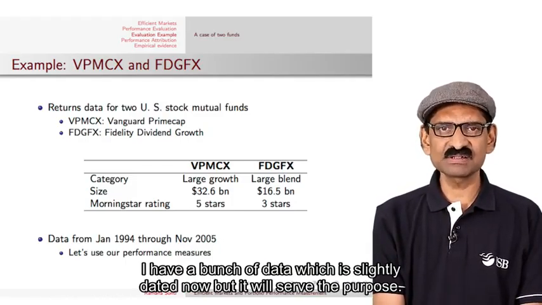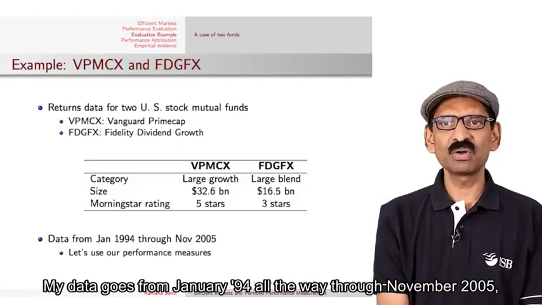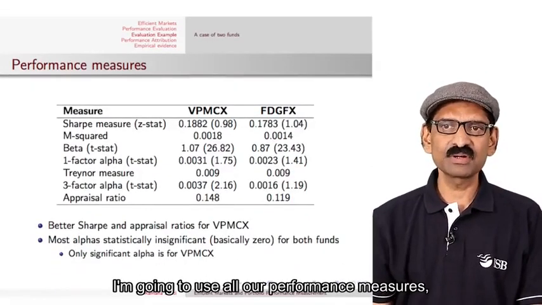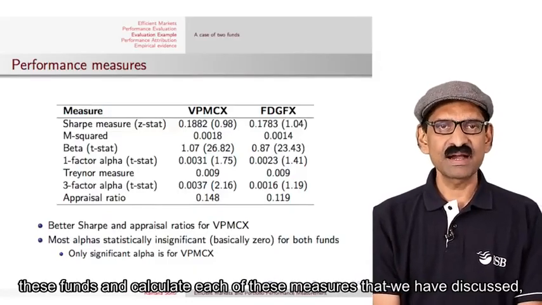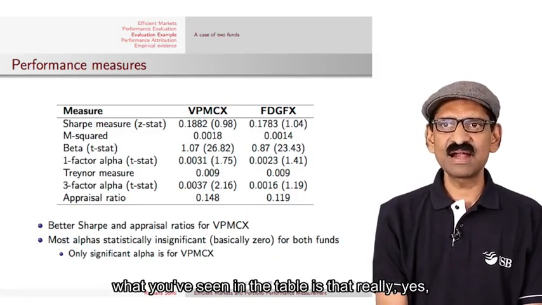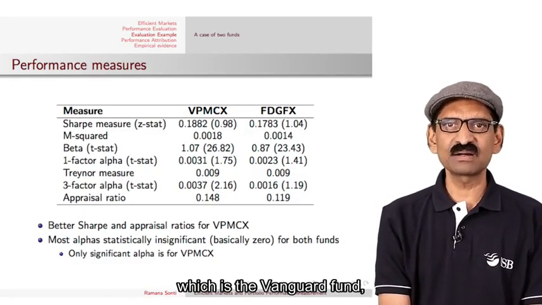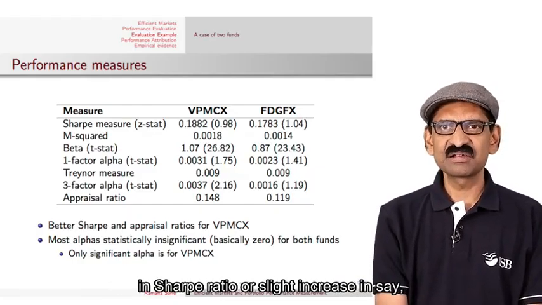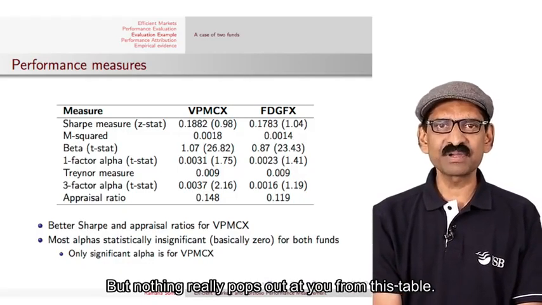So I have a bunch of data which is slightly dated now, but it will serve the purpose. My data goes from January 94 all the way through November 2005, which is about 143 months of data. So I'm going to use all our performance measures, and if you sit down and collect the returns of these funds and calculate each of these measures that we've discussed, what you've seen in the table is that really, yes, there is some slight edge of the VP fund, which is the Vanguard fund, over the Fidelity fund, in terms of slight increase in Sharpe ratio, slight increase in, say, the 1-factor alpha, etc., but nothing really pops out at you from this table.